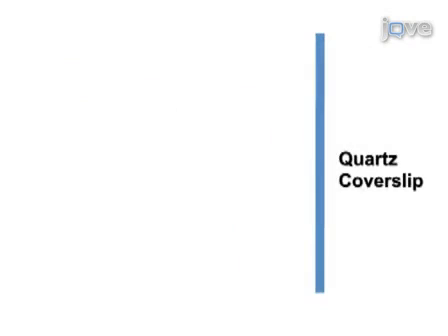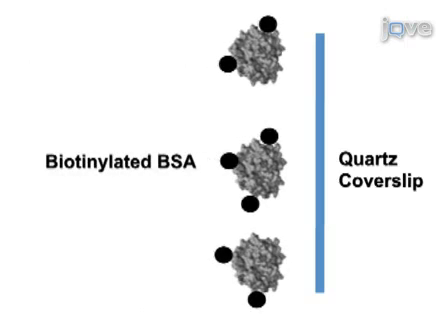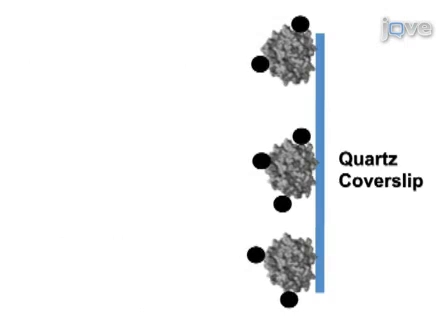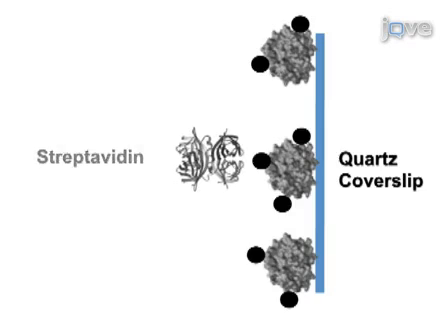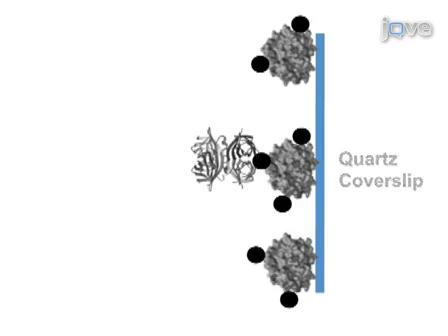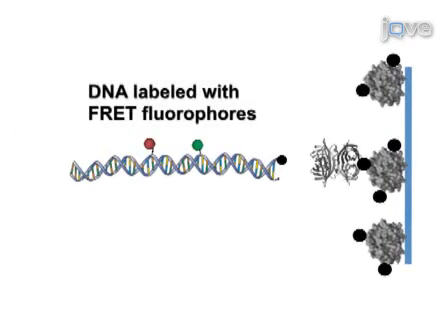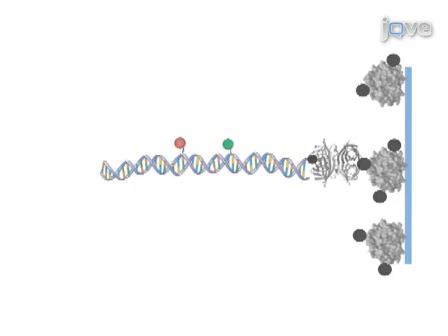To activate the surface for molecule immobilization, first flow a solution of biotinylated BSA through one of the channels. BSA will adsorb to the chamber surfaces. Then, flow a solution of streptavidin, which will in turn bind to the biotin. Finally, flow your biotinylated oligonucleotide, which will bind to the streptavidin, thus anchoring the molecule of interest to the surface of the quartz cover slip.